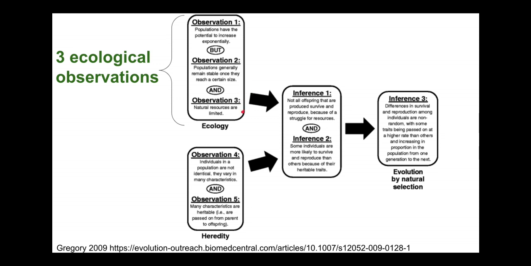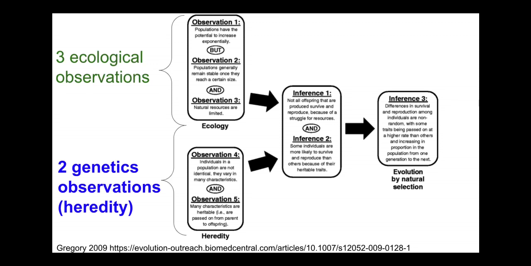Also, another observation is that natural resources are limited. The squirrels in my yard eat the acorns and the nuts, and there's only a certain number of those. The trees only produce a certain number each year, so resources are limited. There's also two genetics observations, or rather hereditary observations, that Darwin made, since he didn't have a full understanding of genetics at the time.